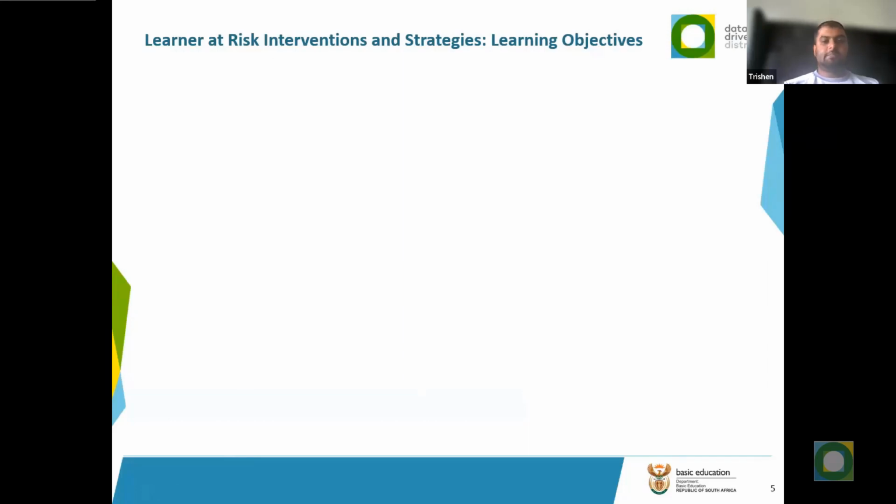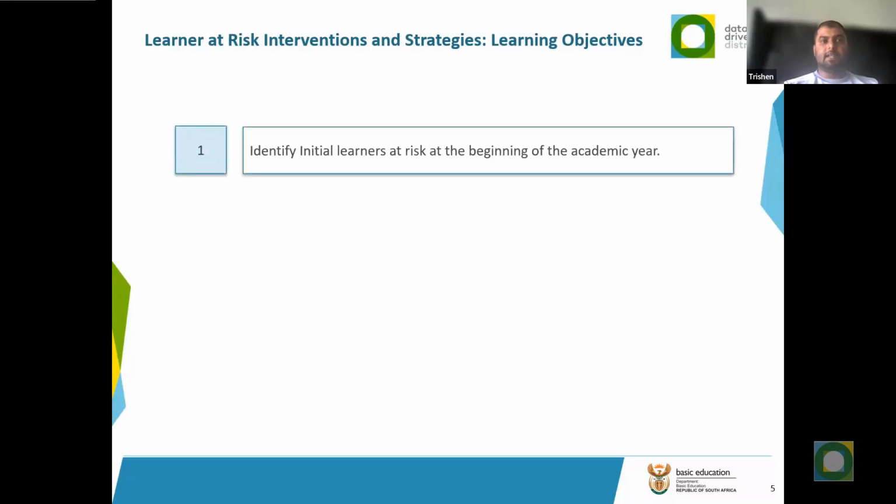So today's session is basically made up of two learning objectives. The first one is to identify the initial learners at risk at the beginning of an academic year. We are now currently in term 1 of 2022. So who are our learners at risk at the beginning of 2022, before a teacher can even set foot in his or her classroom to conduct that very first lesson of the year?